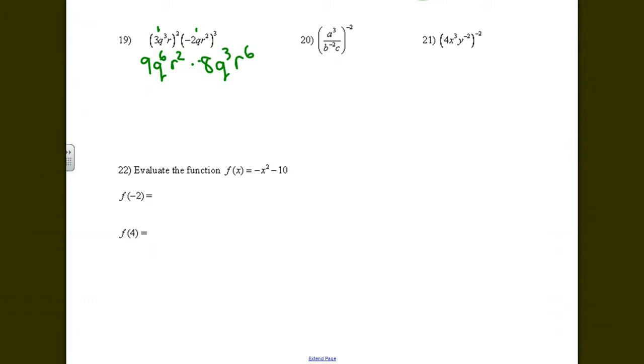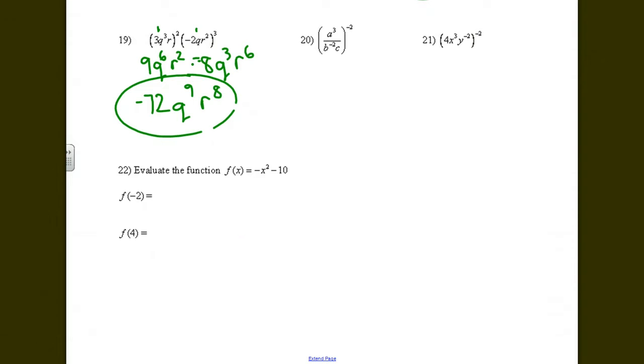And this isn't a very good negative sign. Let me just redo that. Now, if I multiply these two together, I'm going to take the 9 times the negative 8, which gives me negative 72 as the coefficient. Q to the 6th times q to the 3rd is q to the 9th. And then r to the 2nd times r to the 6th is a total of r to the 8th. And that's all that I can do there.